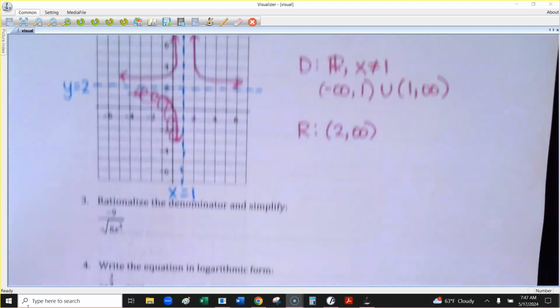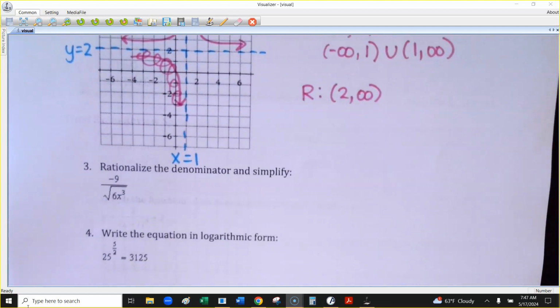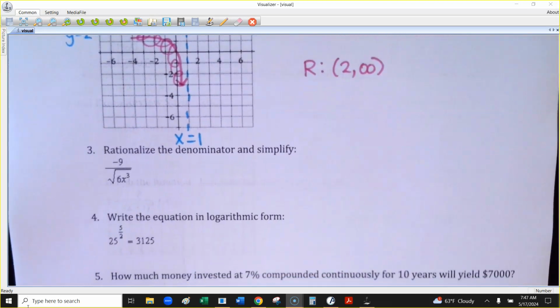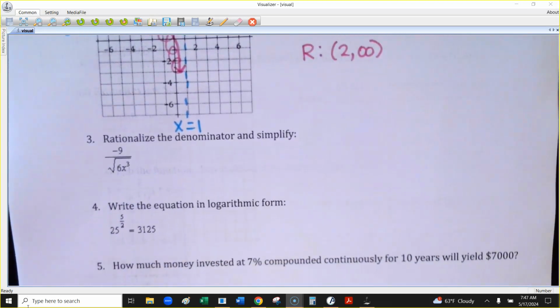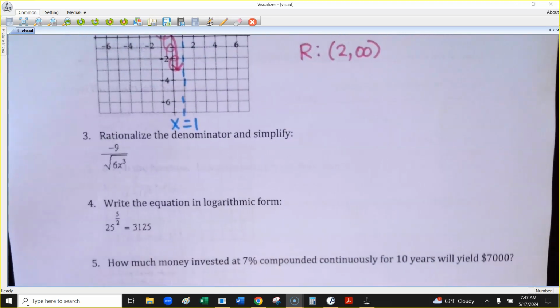For number 3, these are all kind of mixed together. This is back to radicals. It says rationalize the denominator and simplify if we can. So I have a square root here, negative 9, and then underneath I have the square root of 6x squared. What do you want to multiply by here to rationalize the denominator? I'm not allowed to have a radical in the bottom. It's totally fine to have a radical in the top. What would you multiply by here, or what am I going to try to get?